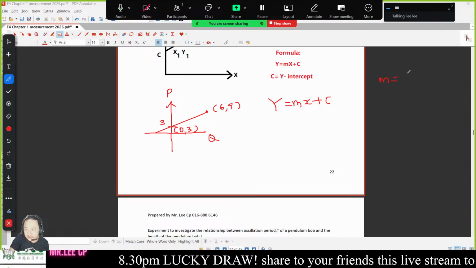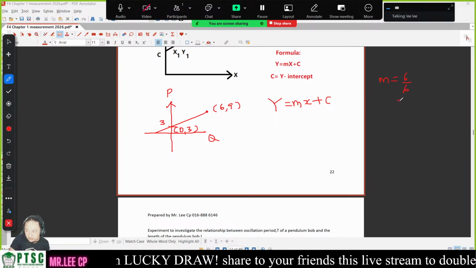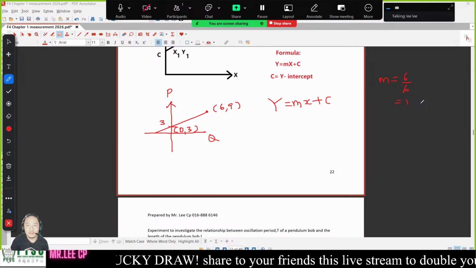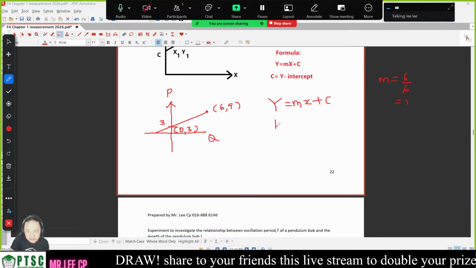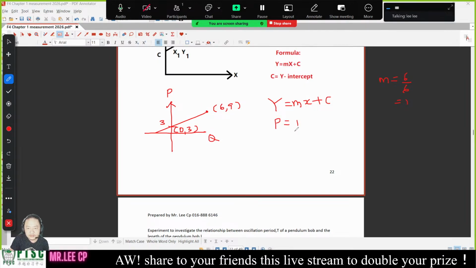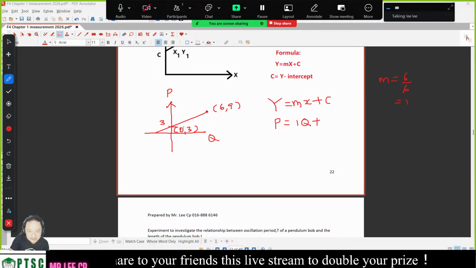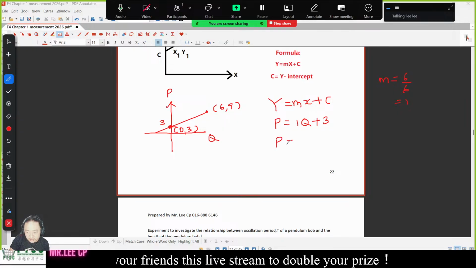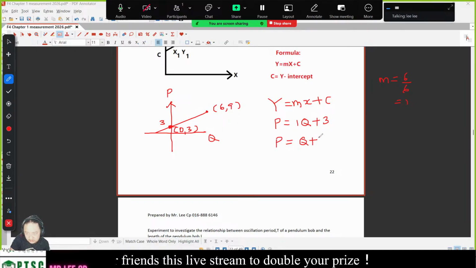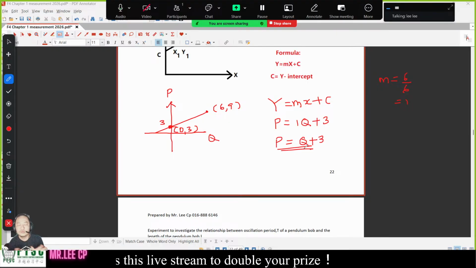9 minus 3, it is 6. 6 minus 0, it is 6. So the m is 1. So y is p, m is 1, x is q, plus c. c is the y-intercept, 3. So p equals q plus 3 is my equation. Right, this is how you build it.